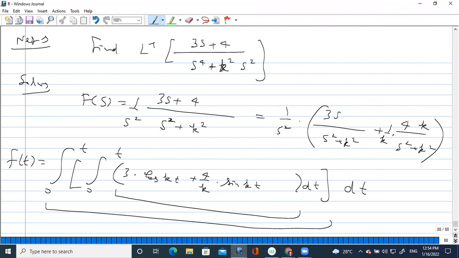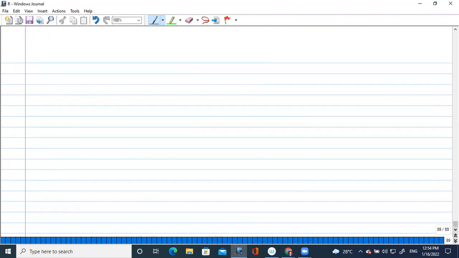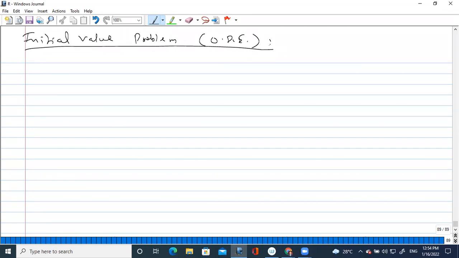Okay, one more variety I will take. I told you initially that we can solve partial differential equations and ordinary differential equations with this. That is known as initial, and boundary conditions also will be there. But no need to use boundary conditions, directly we will solve the problem. Suppose this is an ODE. I am taking an ordinary differential equation. Okay.